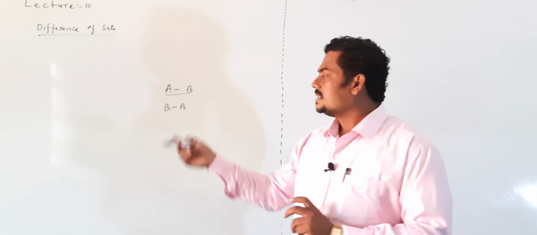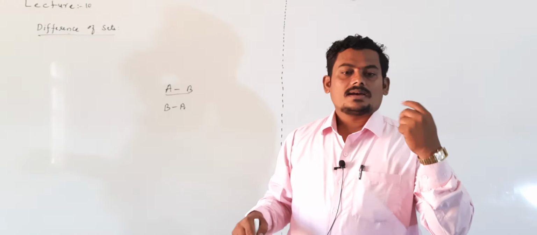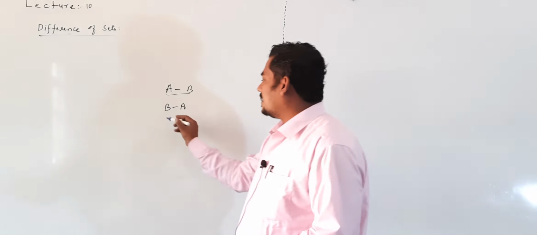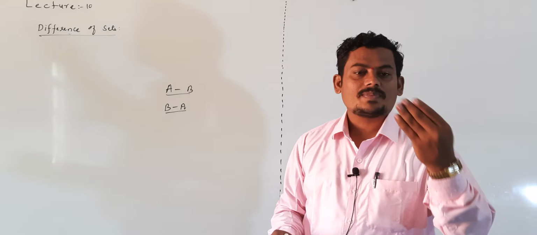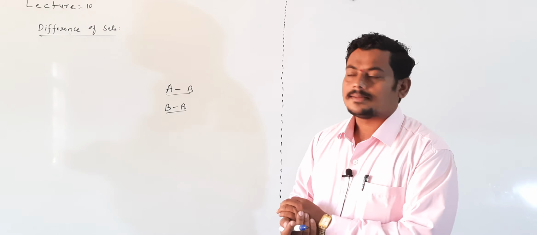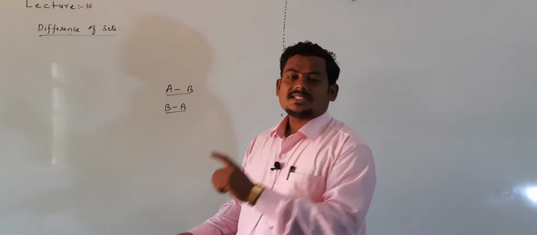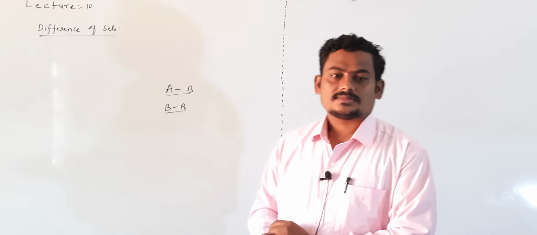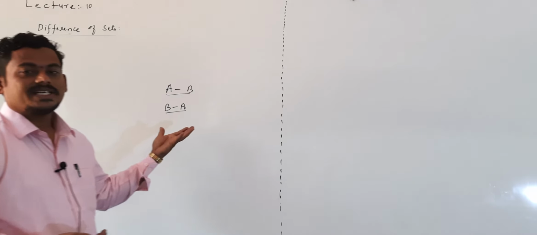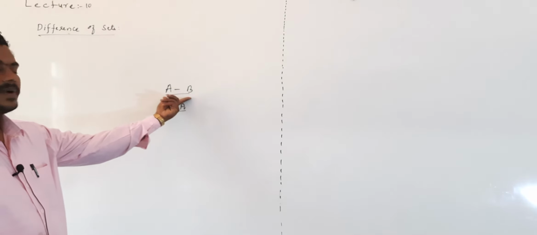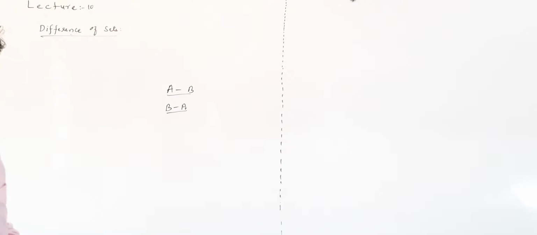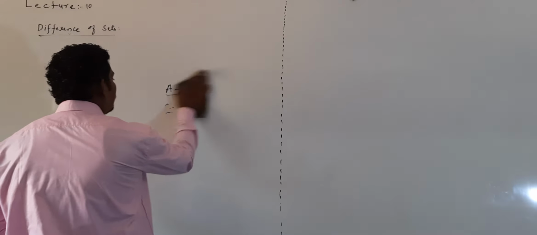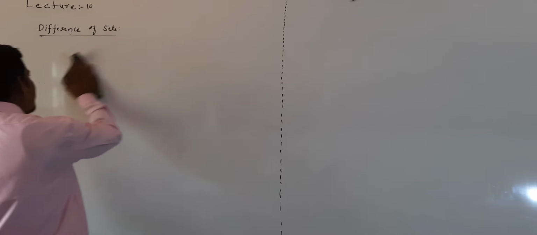Difference of A and B is A minus B. Difference of B and A is B minus A. B minus A means difference of B and A. A minus B means difference of A and B. Difference of two sets A and B is denoted as A minus B. Then what is the definition of difference of sets?